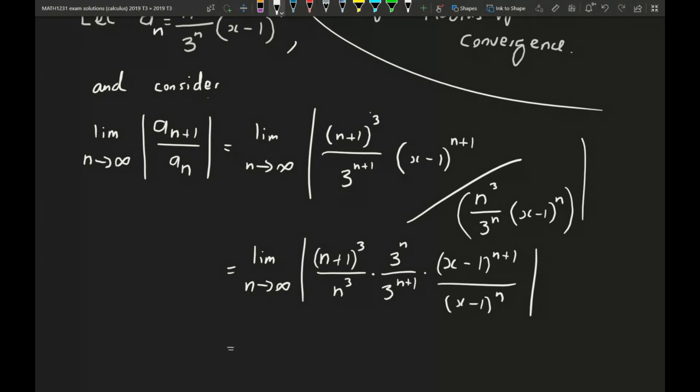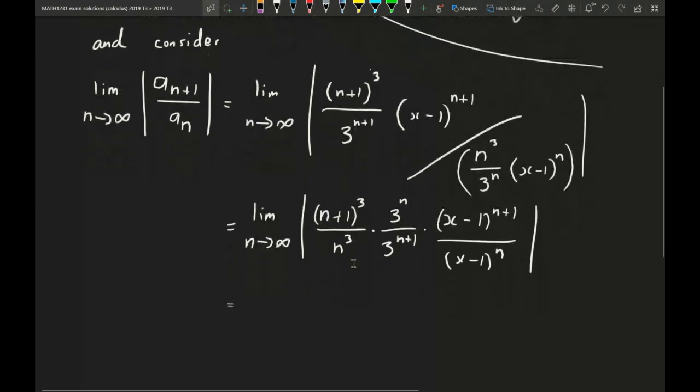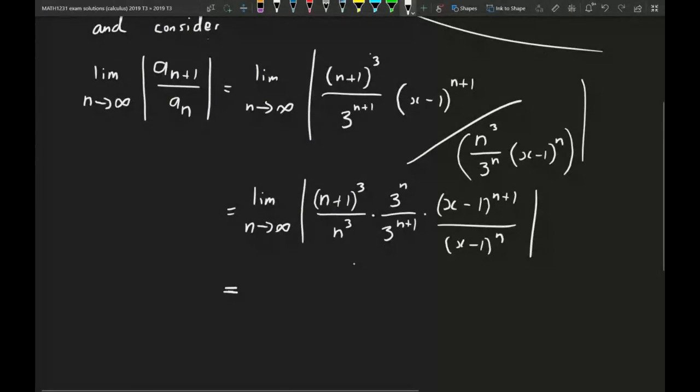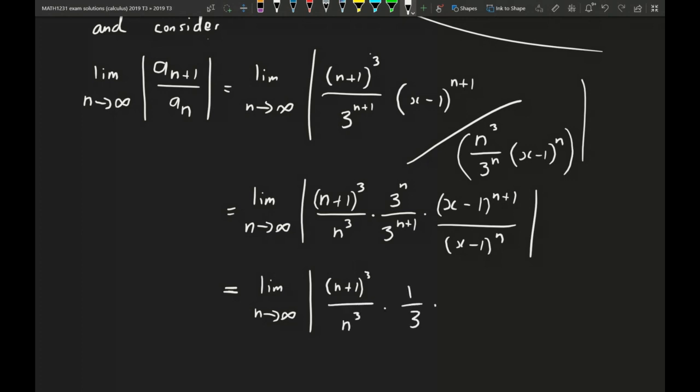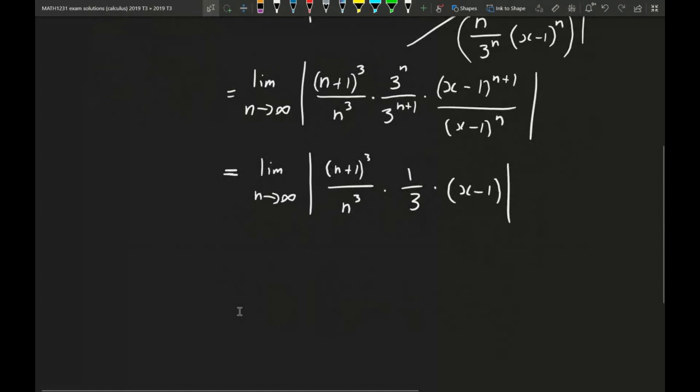So the only thing that I really need to do any work with is this polynomial. So a little bit of simplification first. This is, let's see, I'll keep it like this, (n plus 1) cubed over n cubed times 1 over 3 times (x minus 1). So the only thing that's actually changing with respect to n is this first term.